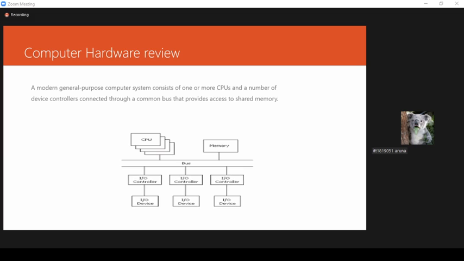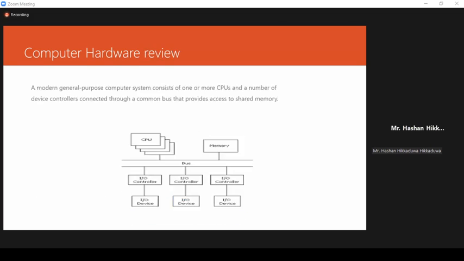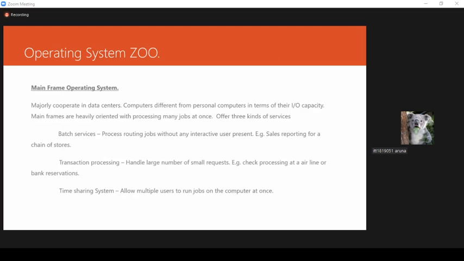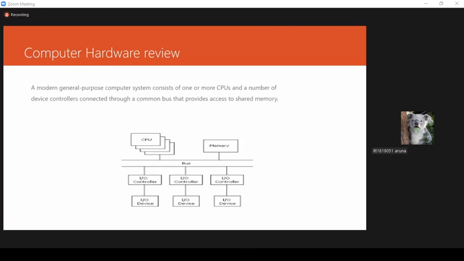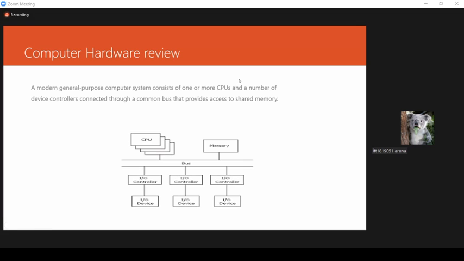These are the types of operating systems. Any question, please ask.